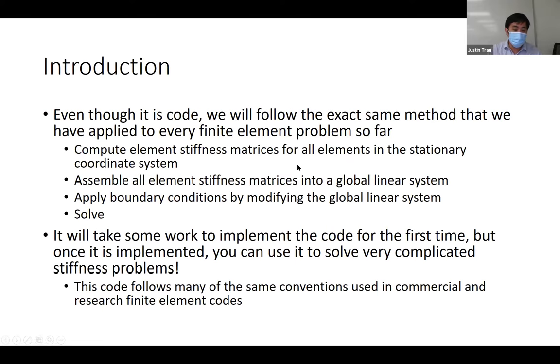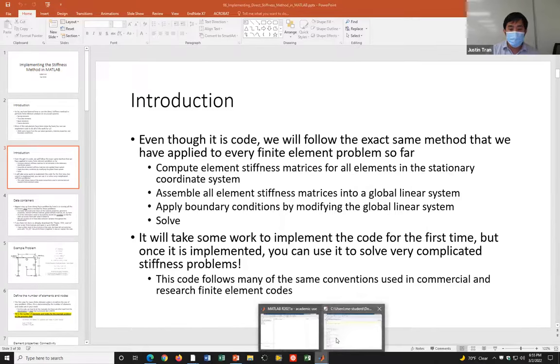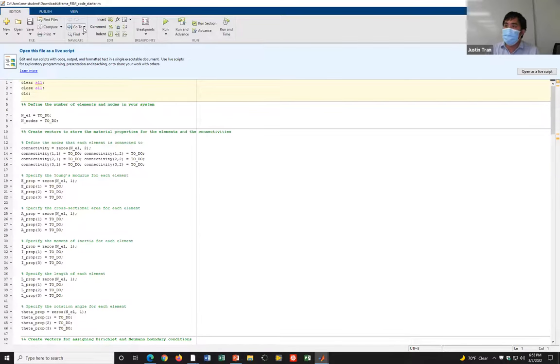Just as a regular script, and so if you just open it up in MATLAB, just as a regular script is good.